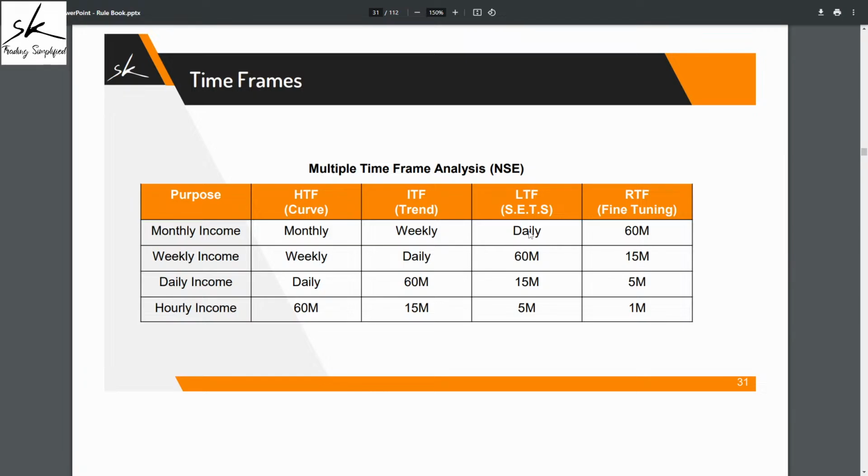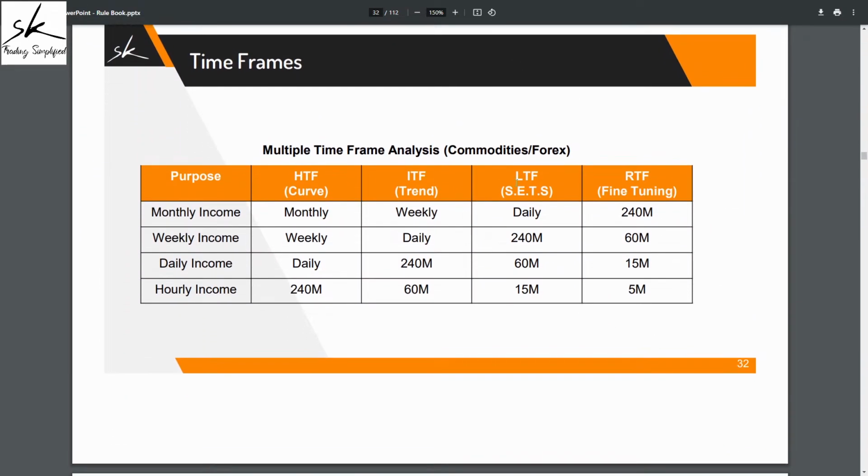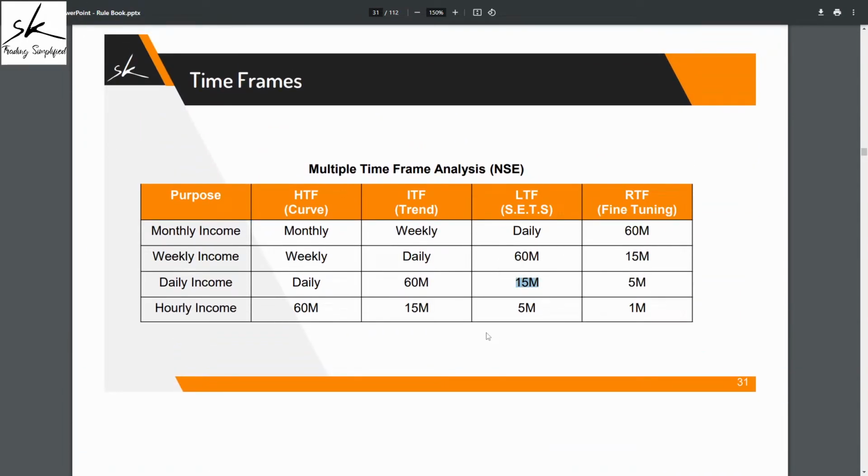But if you're trading markets which are open for longer durations, then you can refer to page number 32. So this table can be used for commodities, forex, cryptocurrencies. If you're trading some international markets which are open for longer durations, yes, you can look into this table. But for NSE, we'll refer to this table.